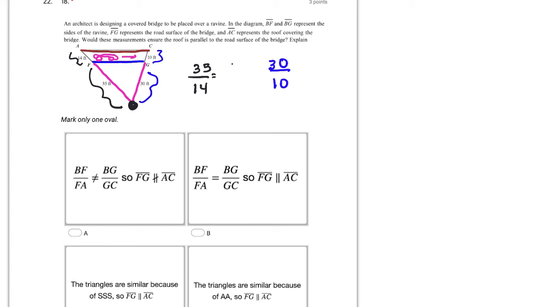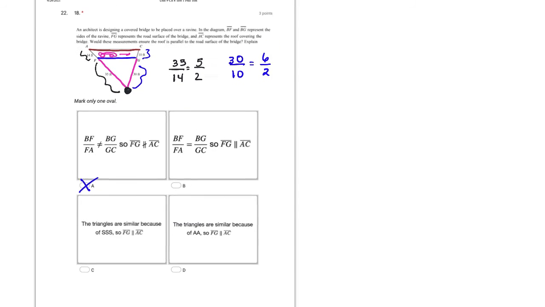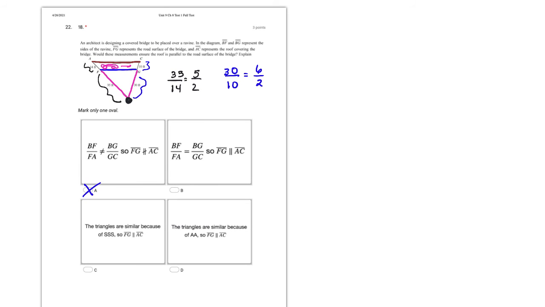So divide by 7 here, that's 5/2. And the blue ones divide by 5, that's 6/2. They are not in proportion to each other. Therefore, since they are not congruent, BF over FA was not the same as BG over GC. The two lines are not parallel. So this would be the incorrect proportions to work that out. They wanted that road and roof to be parallel to each other.